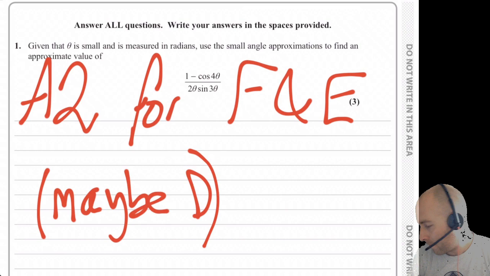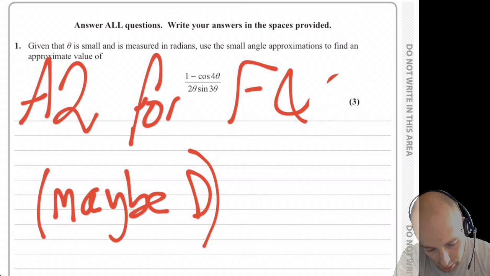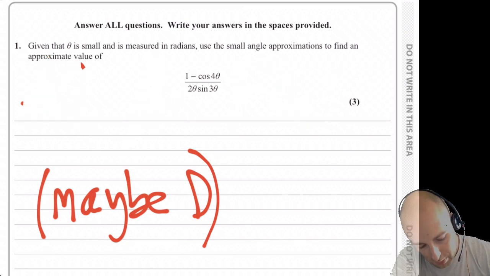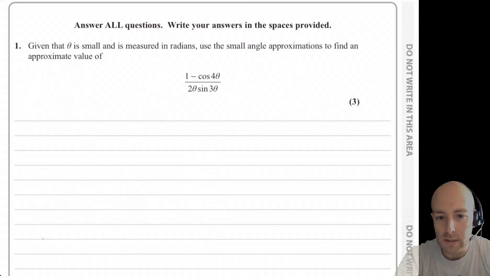Right, so could you guys start with this one? It's a 3-mark question. I will give you 3 minutes to do it. So this is small angle approximation. See what you can remember. Starting from now. Give this a go.